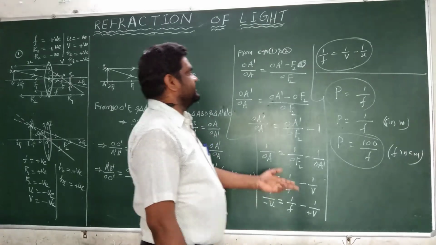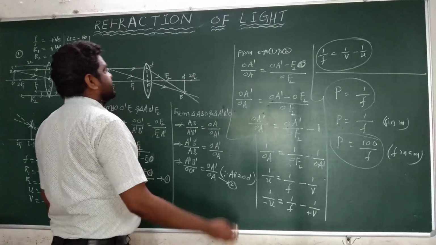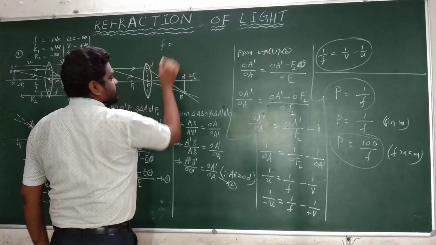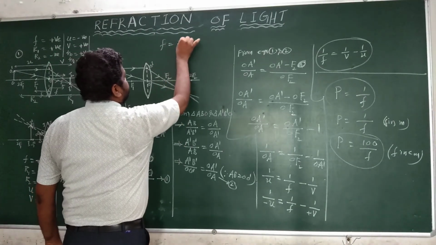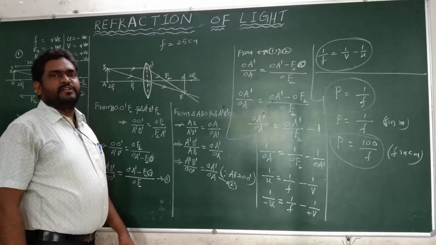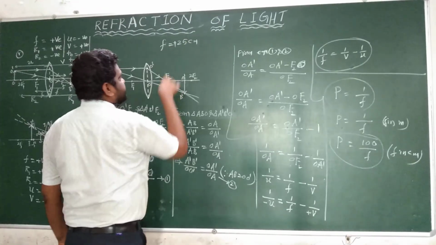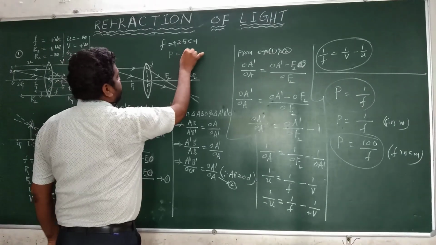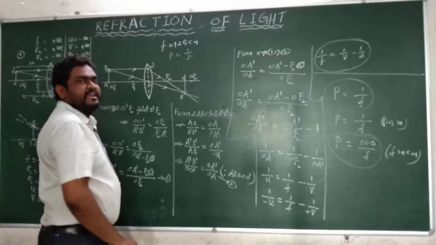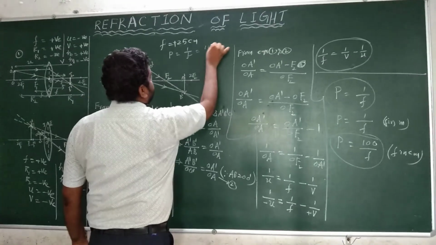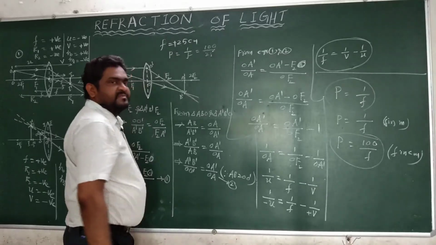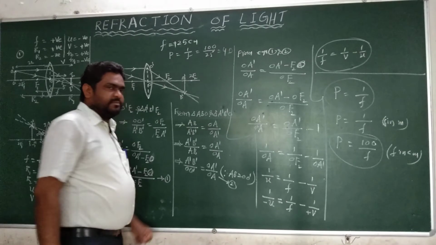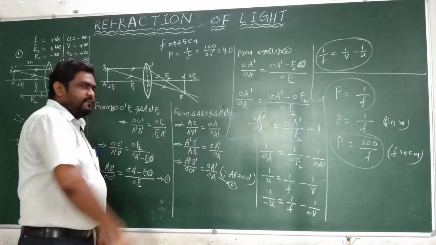For example, in this case, a convex lens. I want to find the convex lens power. The focal length of the convex lens is 25 centimeters. We already know convex lens focal length is always positive. So I want to find the power. Power equals 1 by f, but it is given here in centimeters. That's why 100 by 25, which is nothing but 4 diopters. The power of the convex lens in this situation is 4 diopters.